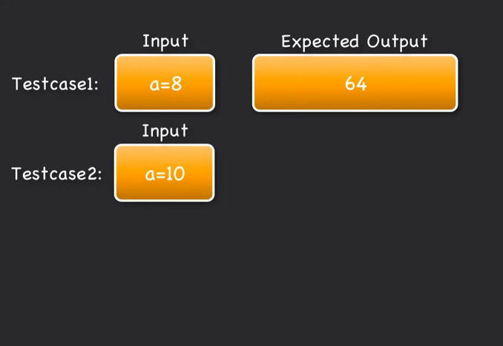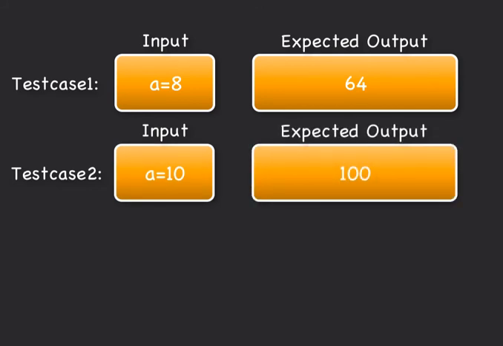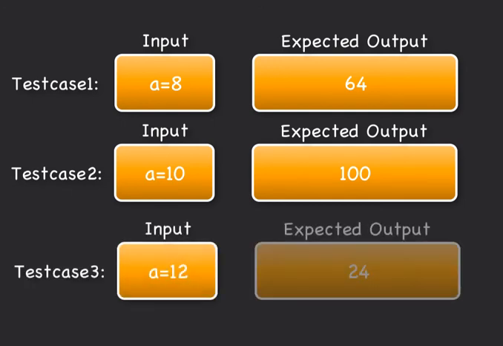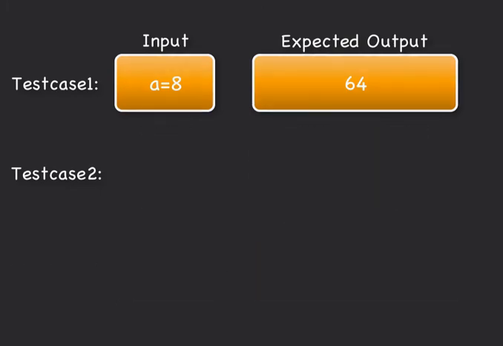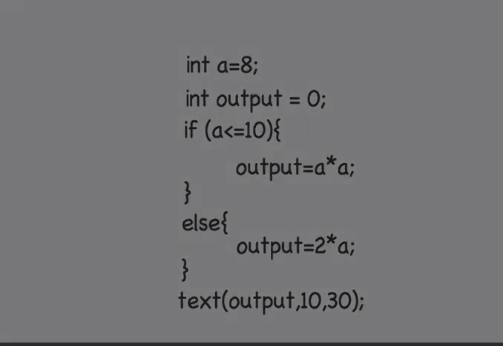In our second test case, we pick the value 10. The result should be 100, because 10 times 10 is 100. In our third test case, we pick the value 12. The result should be 24, given by 12 times 2. The code looks like this. Let's try the code to see if the test cases pass or fail.